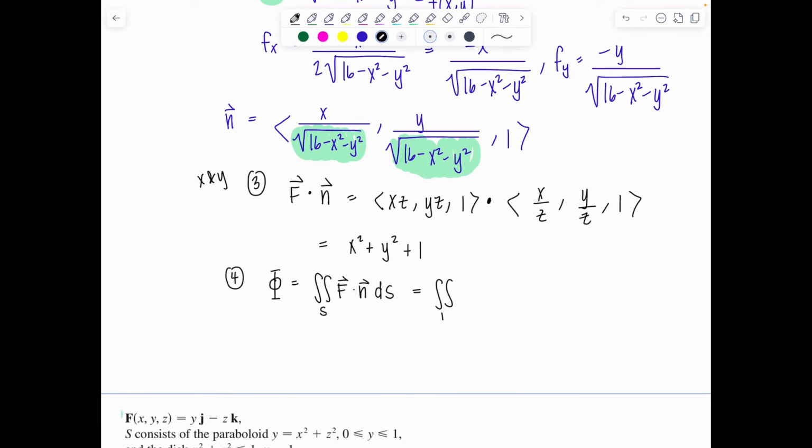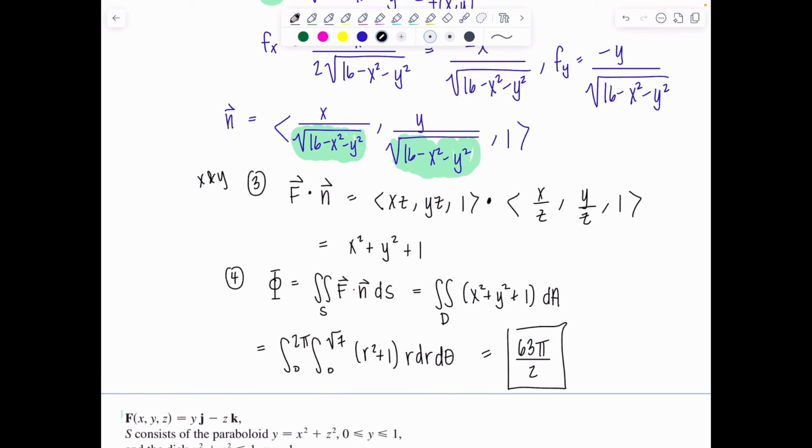Double integral over D of x squared plus y squared plus 1 dA. Then we go polar, people. We go polar, 0 to 2 pi, 0 to rad 7. This is r squared plus 1, r dr d theta, and you should get 63 pi over 2. You notice all the integrals are very relaxing, little polynomials. No one's making you do integration by parts or anything wild because the setup is really where it's at.